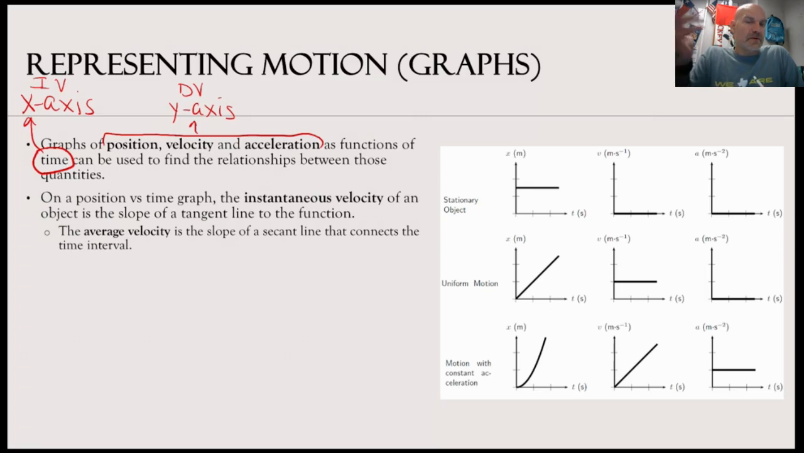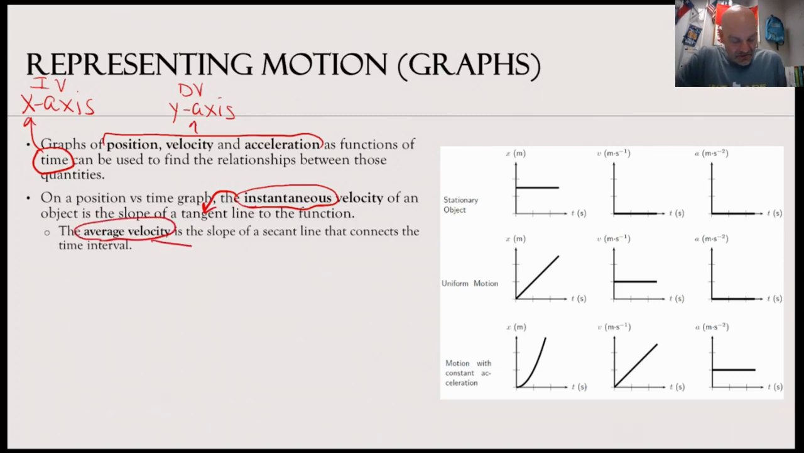Now remember, there are two types of velocity. We have instantaneous velocity, which is at a particular moment in time, and then we have average velocity, which is for an entire trip. So the way we look at it is instantaneous velocity would be if we drew a tangent line to the function. Now, for two sets of graphs, and you can see in the table or the picture off to the right here, you have stationary objects and uniform motion. The instantaneous velocity will just simply be the slope of those lines. And you'll see for a stationary object, the slope of that line is 0.